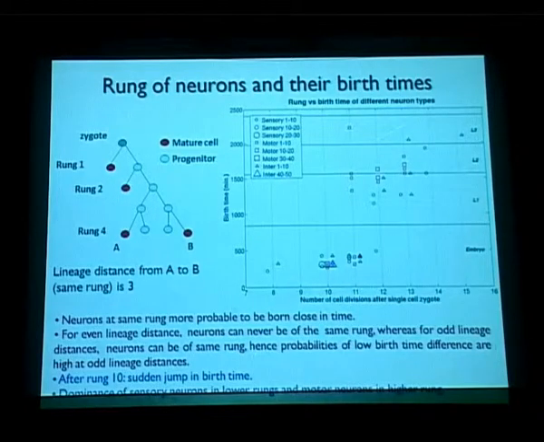This is not very visible from this particular graph, but if one looks at the cumulative numbers, in fact, there is a dominance of sensory neurons in the lower rungs, while motor neurons are generated more in the higher rungs of the graph. So motor neurons basically are generated later again, and sensory neurons are generated earlier on.